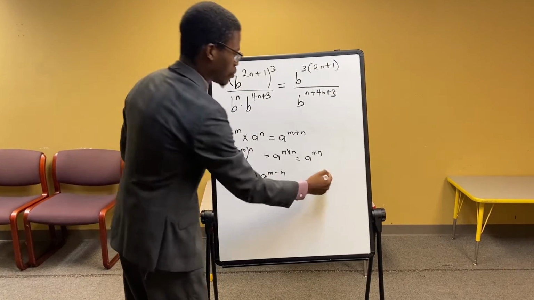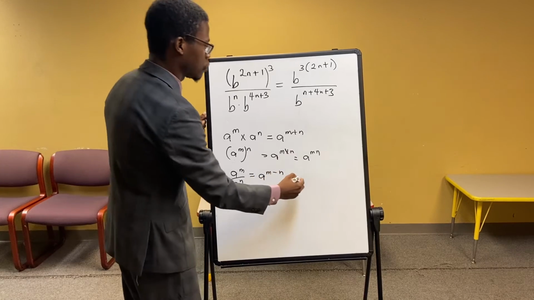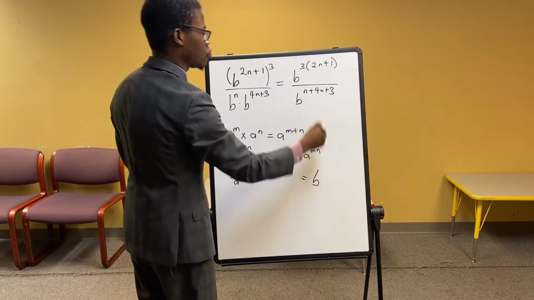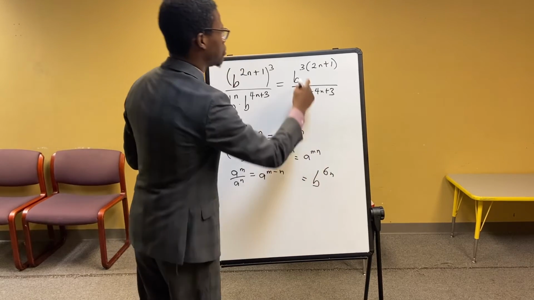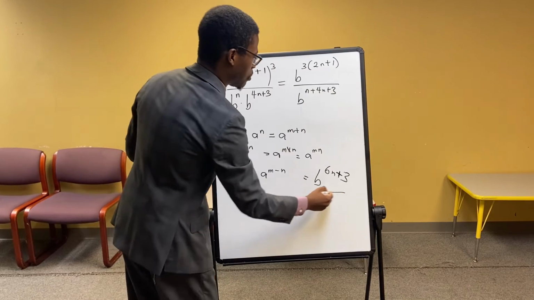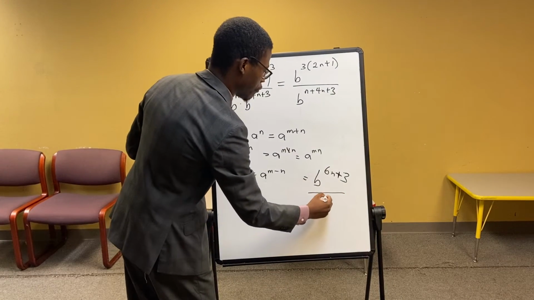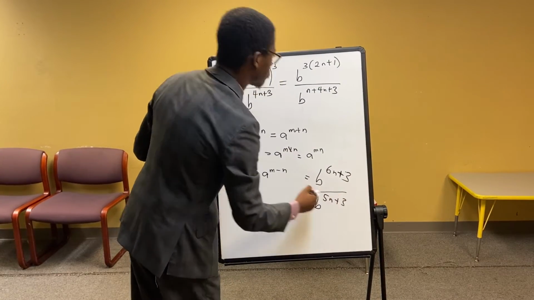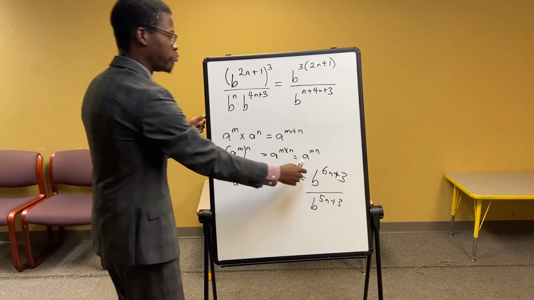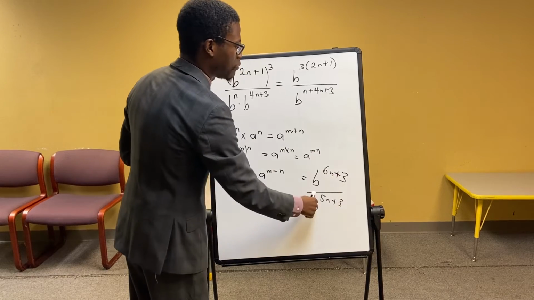Okay, now I can continue here. So this gives me b to the power of 3 times 2n, which is what? 6n. 3 times 1 is what? 3, divided by b to the power of 5n plus 3. n plus 4n is 5n, right? Plus 3, right? So we have b to the power of 6n plus 3 divided by b to the power of 5n plus 3.